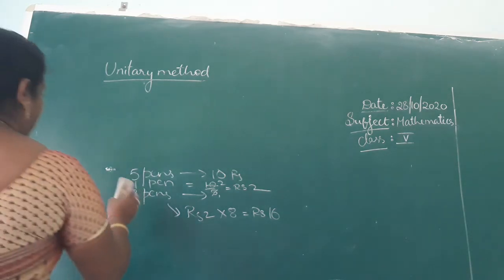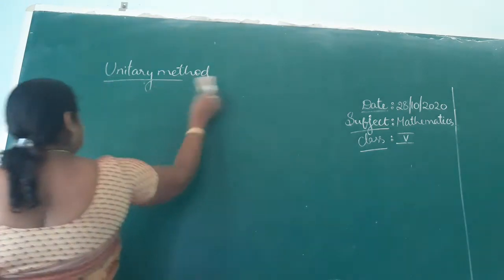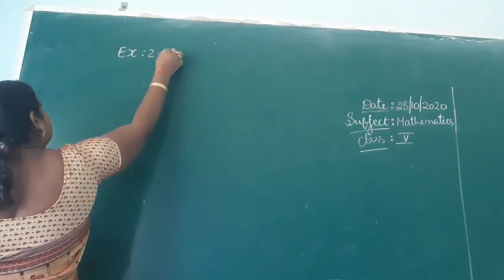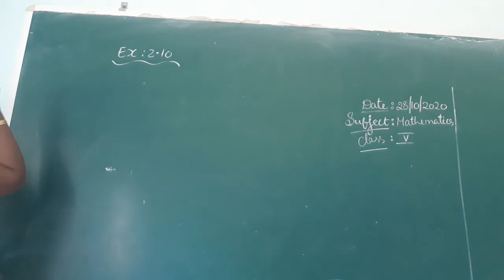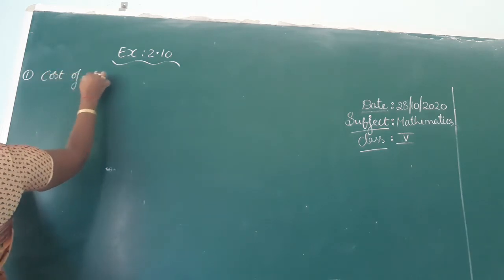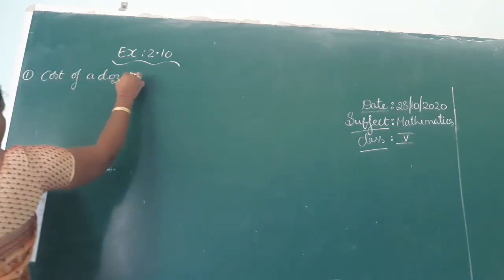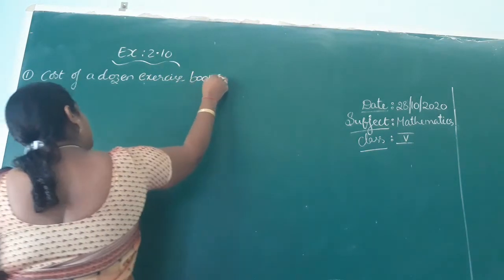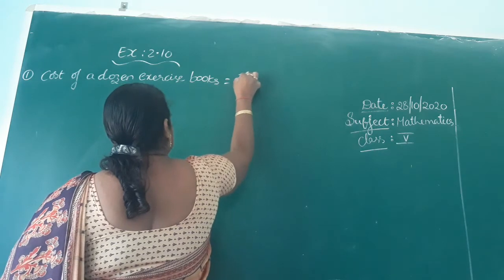Okay, see the first one in exercise 2.10. The price of a dozen exercise books was given, and we must find the cost of 18 exercise books. Children, you know what a dozen is? The cost of a dozen exercise books is 72 rupees.